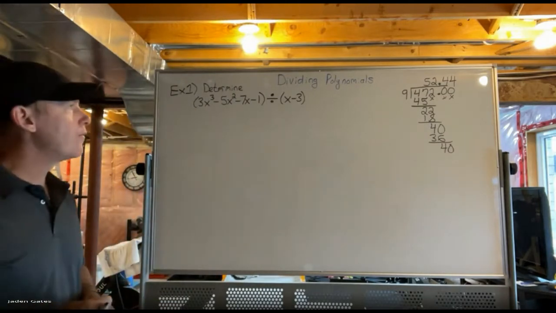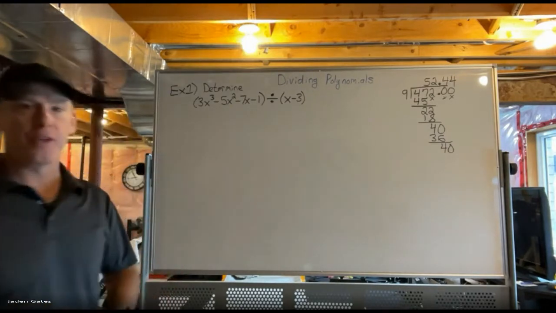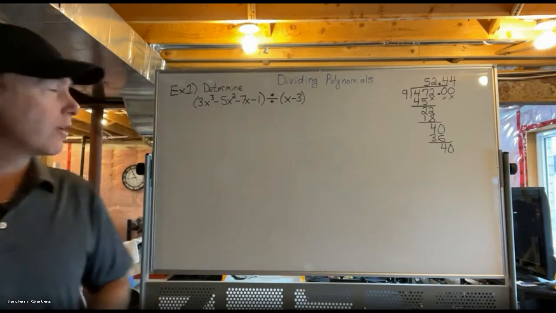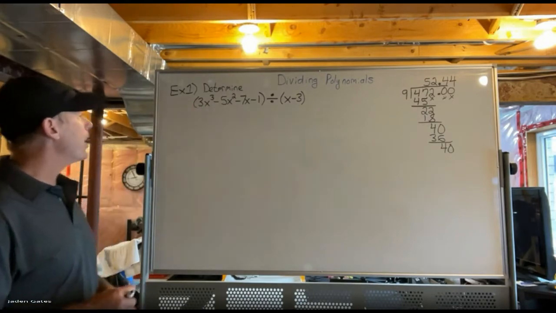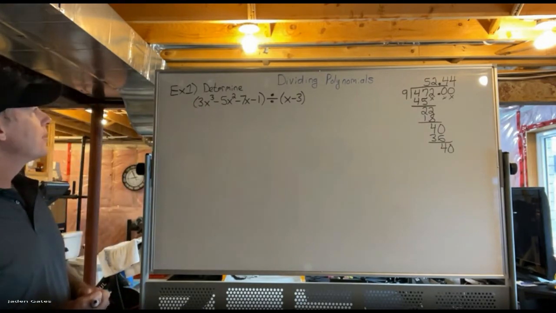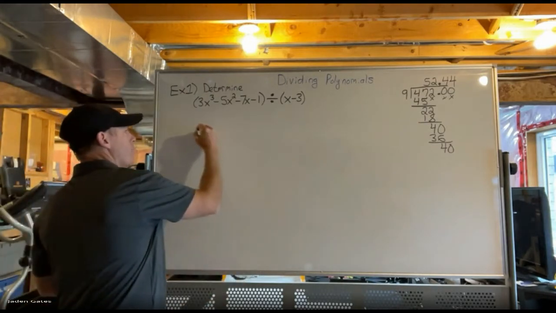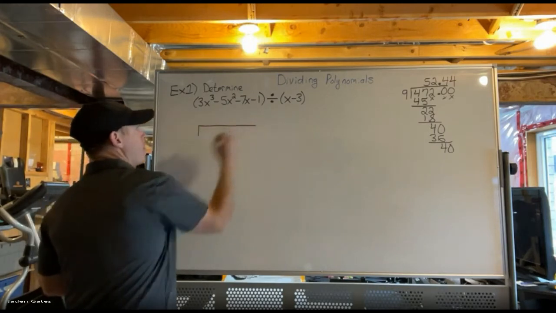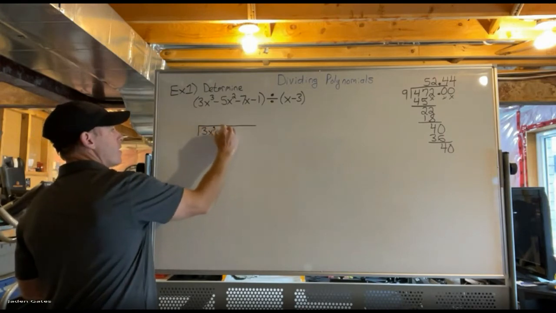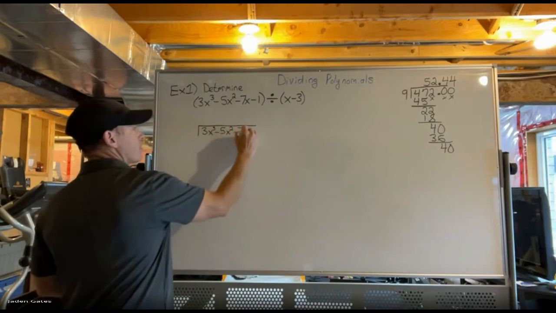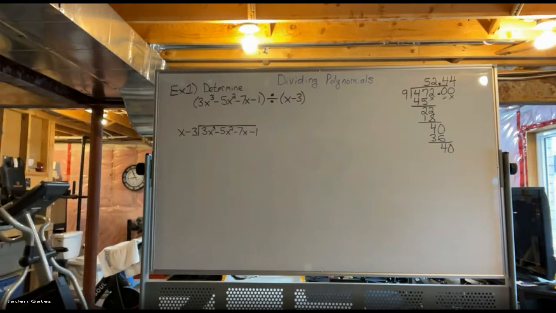So again, that's just a little review of long division, because we're going to use that method to solve polynomial division. In this case, we have 3x cubed minus 5x squared minus 7x minus 1 divided by x minus 3. That's a little bit different than probably anything you've seen before. So I'm going to write it as polynomial division: I take my 3x cubed minus 5x squared minus 7x minus 1, and I'm going to divide that by x minus 3.